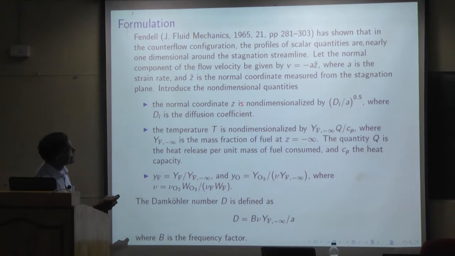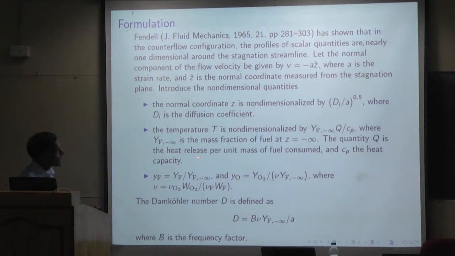Okay. Now this is non-dimensional. So now we want to non-dimensionalize the independent as well as the dependent variables. The normal coordinate z is non-dimensionalized with division by the square root of D_i over a, where D_i is the coefficient of diffusion, and a is the strain rate. So if you divide z hat by that quantity, that gives you z, the non-dimensional z. Okay. The temperature is non-dimensionalized with respect to this T, where Y_F at minus infinity is the mass fraction of fuel at minus infinity, Q is the heat release, and C is the heat capacity. So the temperature is non-dimensionalized with this.